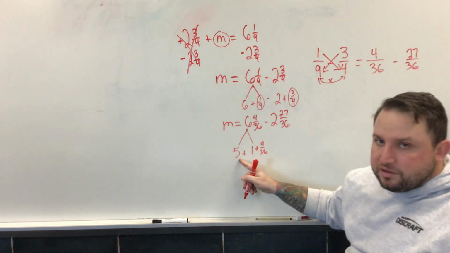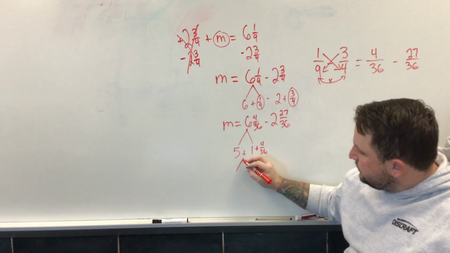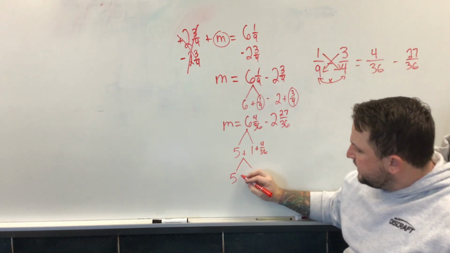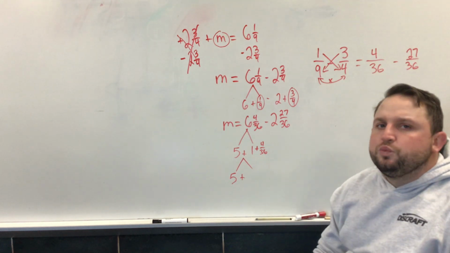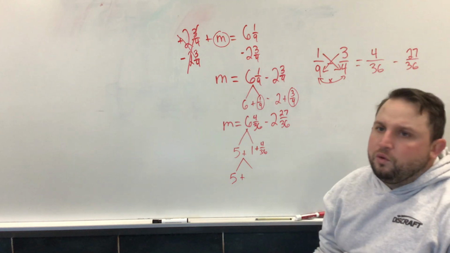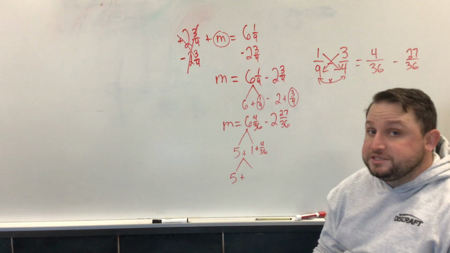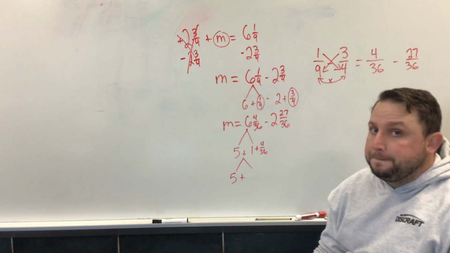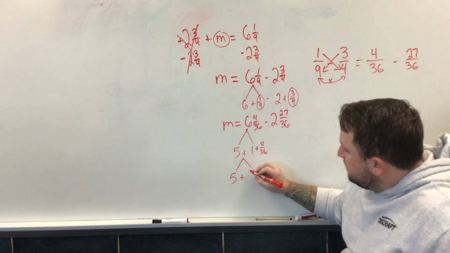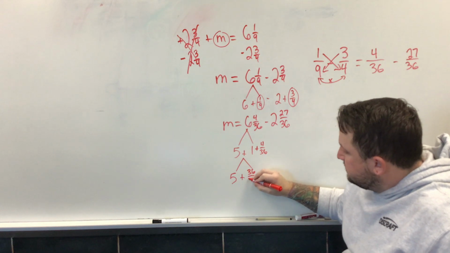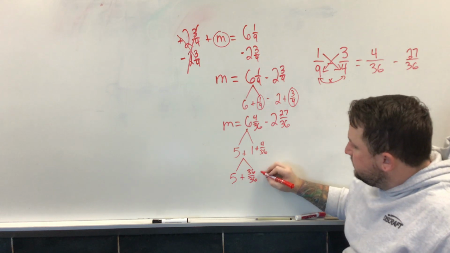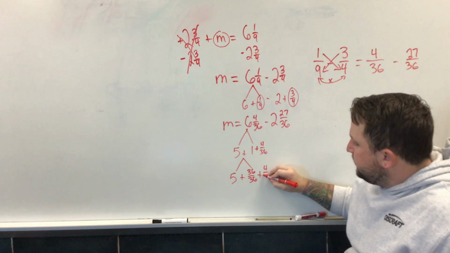Well, we're going to leave this 5 alone, okay? We're going to bring this back down and say that that's 5, but then let's break this 1 down into a whole, so a whole number out of 36. So how many 36ths would it take to make one whole? It would take 36/36, plus 4/36.